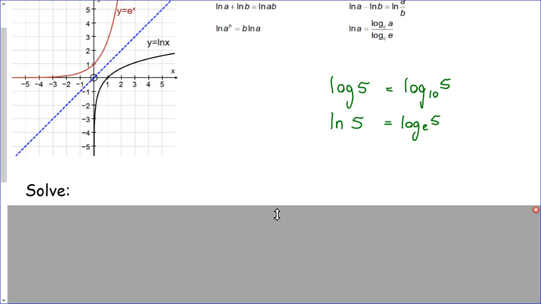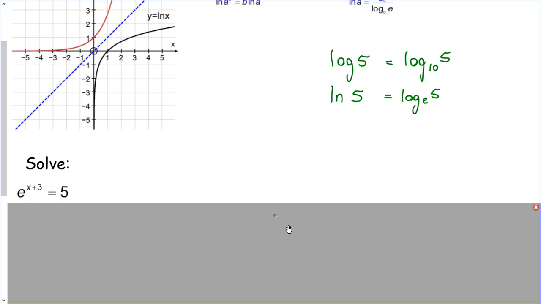Okay, let's look at a couple of questions now. Suppose we had to solve that. Well, then really what we want to do, we just want to use logs, but we're going to find the log base e.